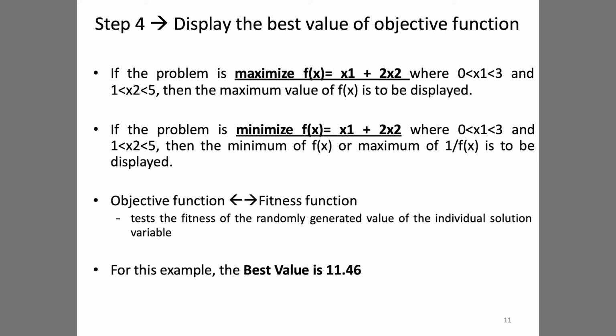So you have to choose the maximum as the fitness value, that is 11.46 in the first case. If you look at the previous slide, what is the maximum value of f of x here? For the first combination you got 5.86, for the next combination 11.46, for the third combination 7.33, for the fourth combination 11.4, and then the fifth combination. Out of these 5 calculated capital F of x values, 11.46 is the maximum value. So you have to choose that value as the best possible value at that particular iteration, right. That is the fourth step, displaying the best value of the objective function.